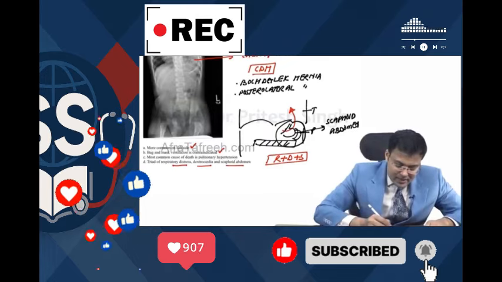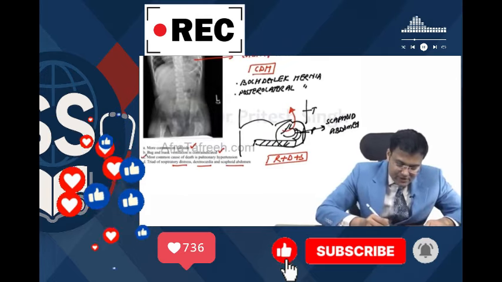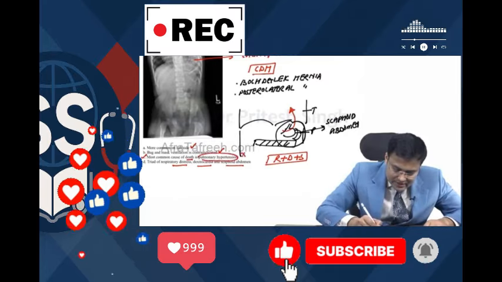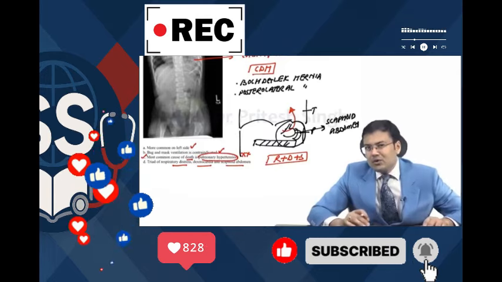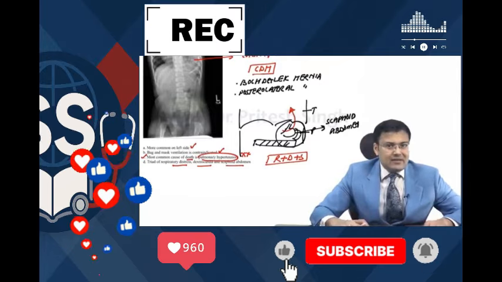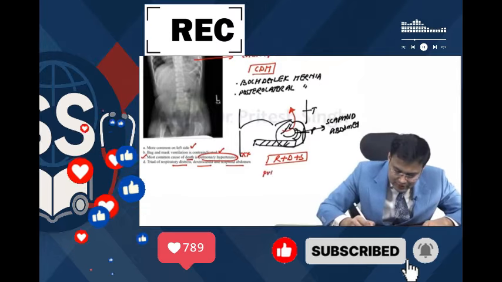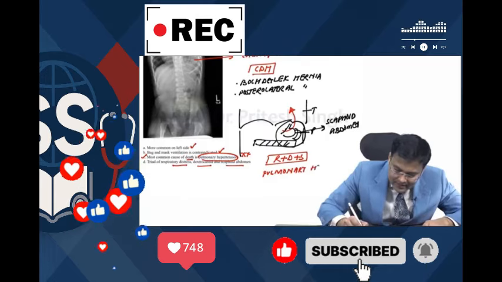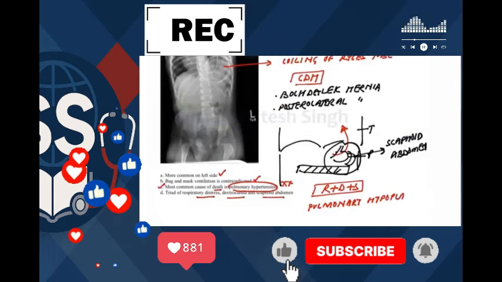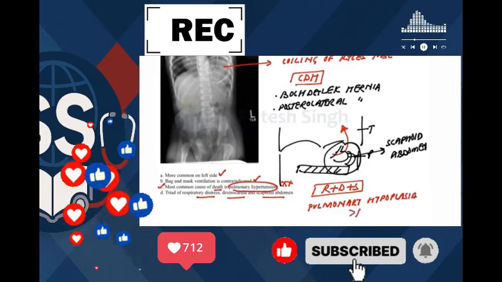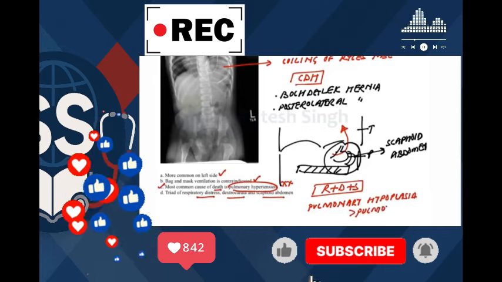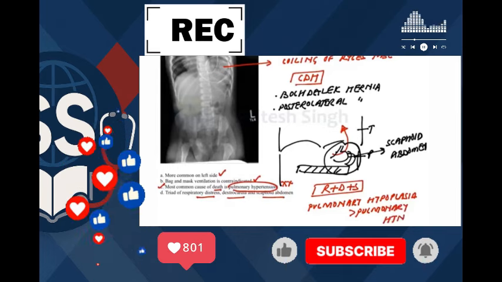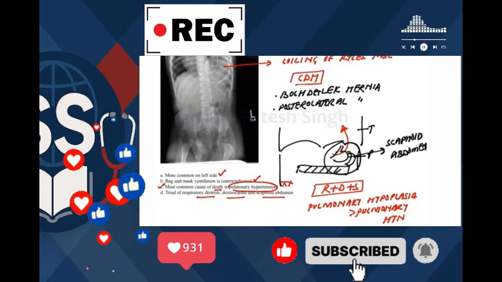But see the problem. Here in option C, most common cause of death is pulmonary hypertension. This is incorrect. What is the most common cause of death in congenital diaphragmatic hernia? The correct answer is pulmonary hypoplasia, followed by pulmonary hypertension.